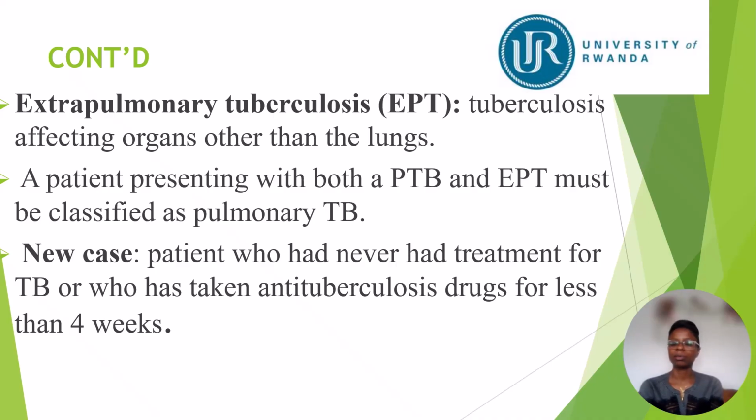This is normally done specifically in children who are not able to cough out and produce sputum. There is also extrapulmonary tuberculosis. This is tuberculosis affecting other organs rather than the lungs. For a patient who presents with both extrapulmonary tuberculosis and pulmonary tuberculosis, they have to be classified as pulmonary tuberculosis because, as you know, the person who has pulmonary tuberculosis is the one who spreads the disease to other people. So if a person has both extra and pulmonary, please classify him or her as pulmonary tuberculosis, which is very dangerous.